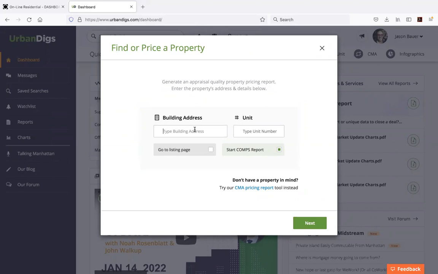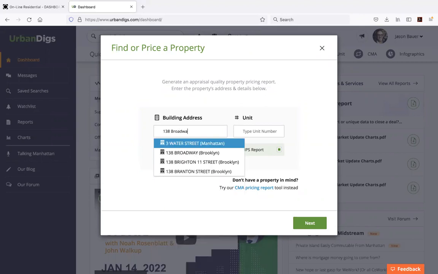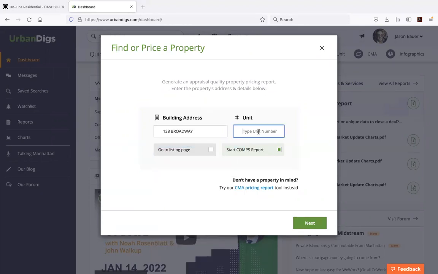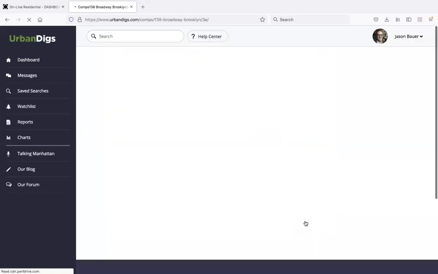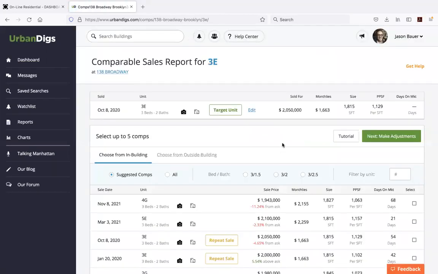So for this one, I'm going to take a listing. I'm going to do a building that I know in Williamsburg, 138 Broadway. Let's pretend we have apartment 3E that we want to sell. So I'm going to hit start comps report. Now, what Urban Digs is going to do, and this works for Manhattan and for Brooklyn, is pull information that it has on that listing. In this case, 3E sold for 2050 back in October of 2020.